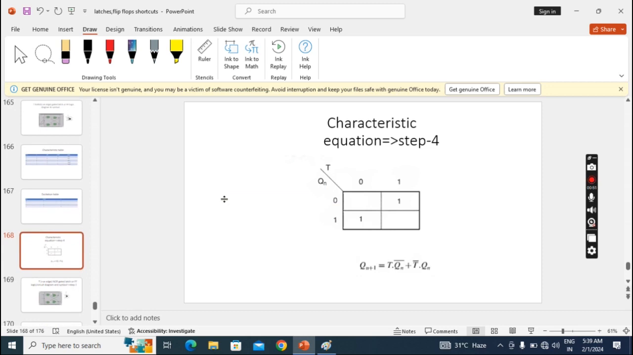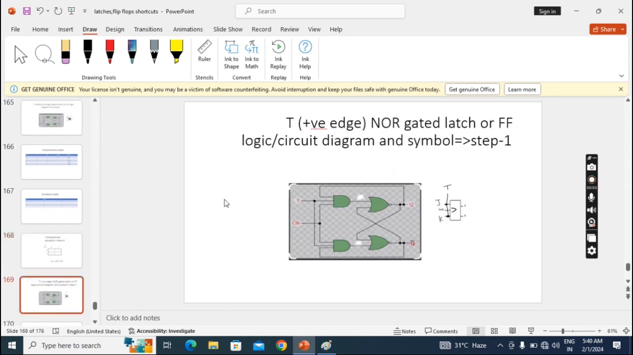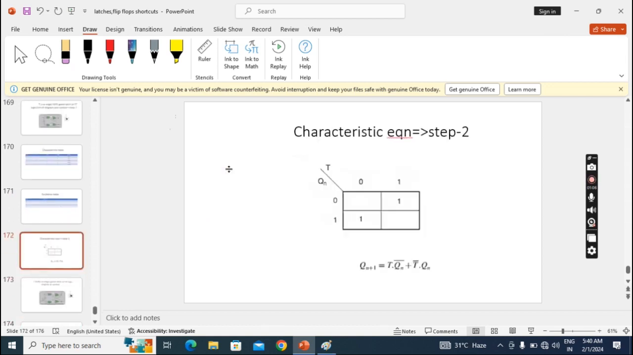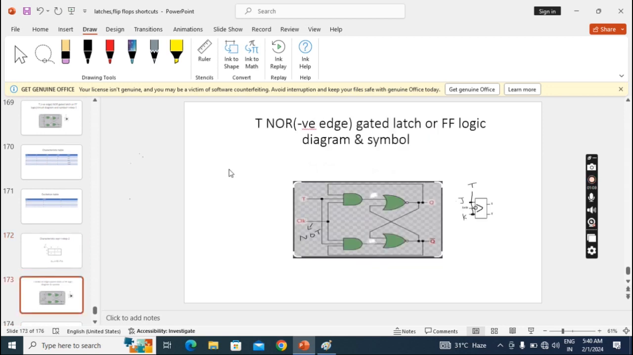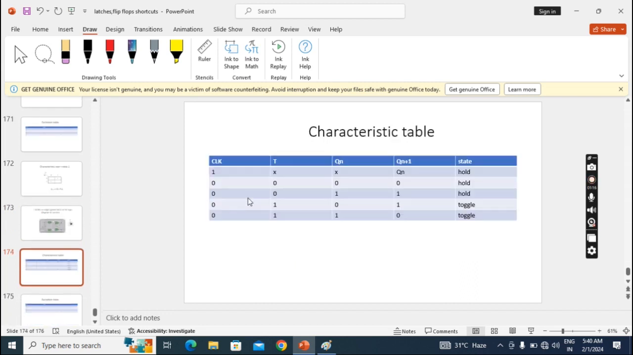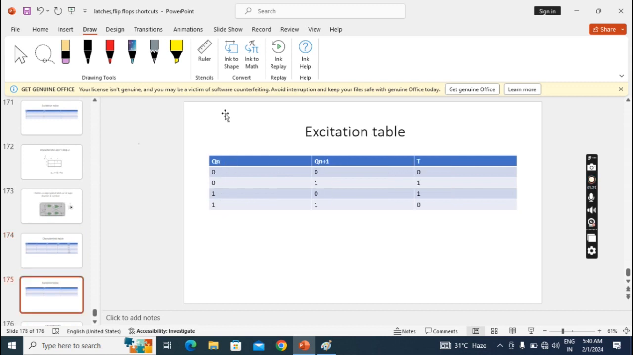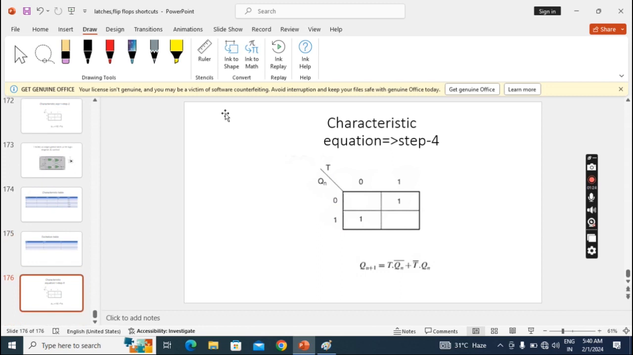Excitation table, characteristic equation. Now with the NOR latch part, with the positive edge, here the gates will change and the triangle symbol will come. Now these work with edges. Excitation table and characteristic equation are the same as the latch. Now with the negative edge, NOR latch part, here a NOT gate and the circle, bubble and triangle symbol will come. Here it will work with edges. Excitation table and characteristic equation are the same as the latch. Right, complete.